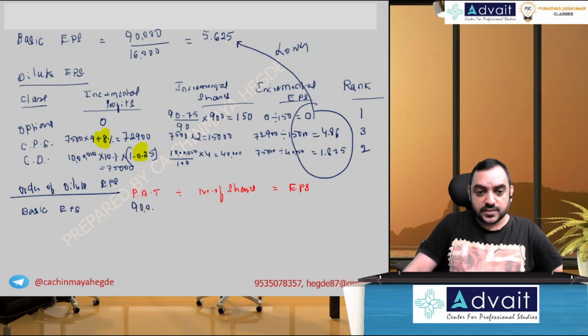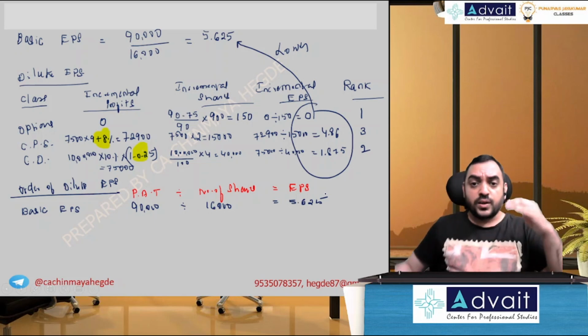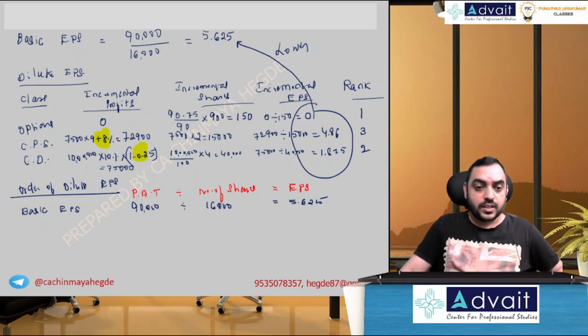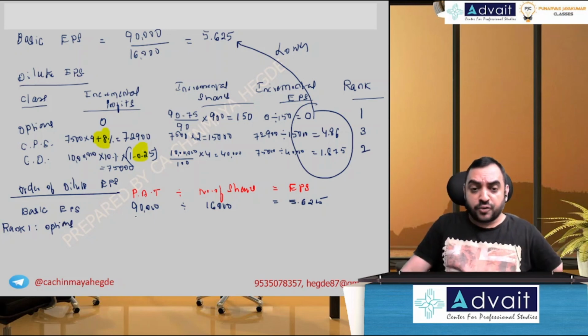90,000 is profit after tax, divided by the number of shares, 16,000. You get 5.625. The reason I'm starting with this is that it is the base. Only when I go further, if it starts increasing, I'll stop at that point. So I'll start with rank 1, and rank 1 was options. And what is the incremental profit? 0. So this remains 90,000.